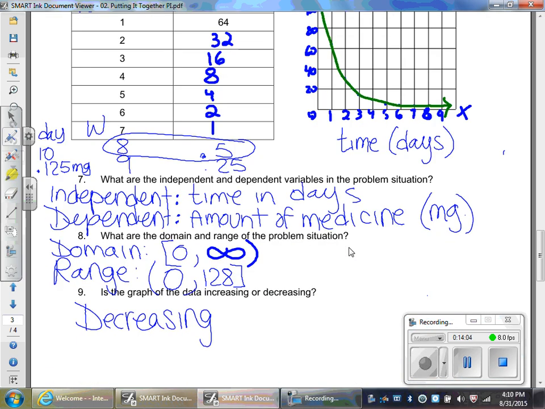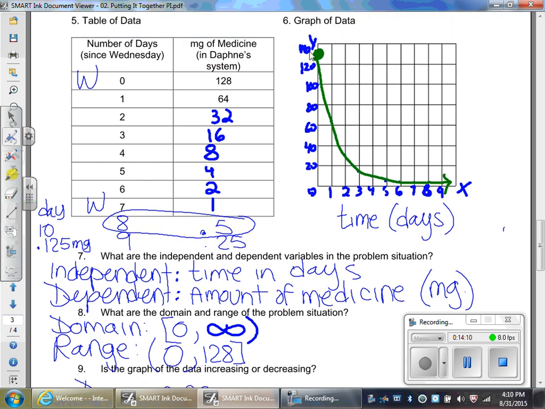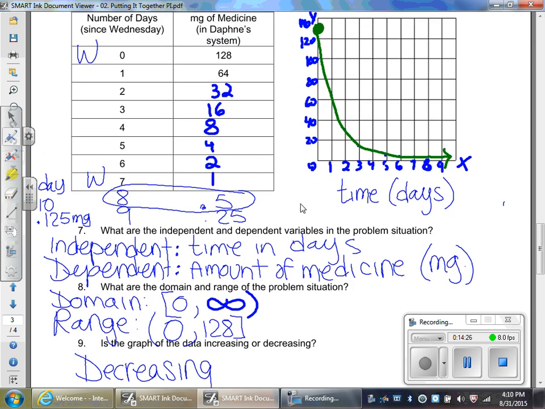I'm going to just explain here what happened with the domain and range. In this case, we decided to connect the points because the amount of medicine could be traced between any days. So we could say 1.5 days, or 4.5 days, or 7.5 days. Now, for this one, I went ahead and explained that we're not going to limit ourselves to day 9 or day 10.